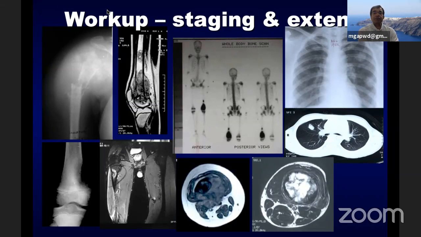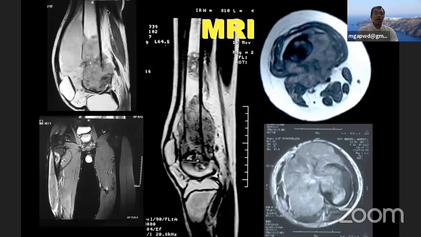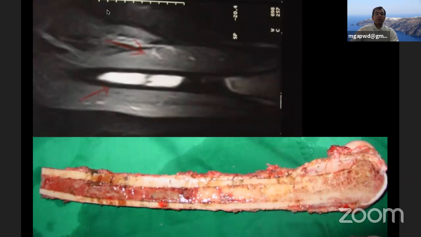So the standard staging protocol is getting a bone scan done, which will tell you whether there are any additional bony sites, and also getting an X-ray chest and a CT scan of the chest. Now, you see that X-rays can be osteolytic, you can see osteoblastic, you can see fractures. MRI will give you the extent, it tells you whether the joint is involved or not involved, how far the neurovascular bundle is, and you can see the skips. You can see how the MRI has identified the skip, and you can see a specimen alongside it, and that's the skip.